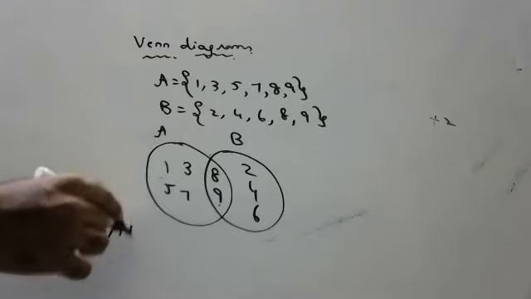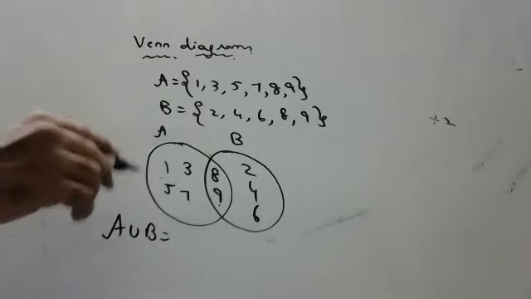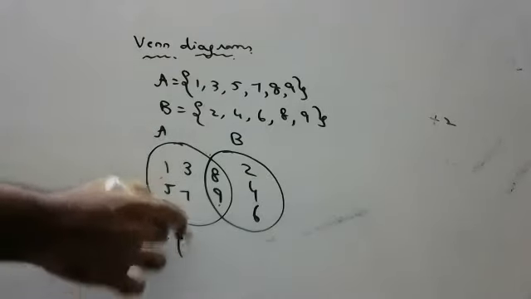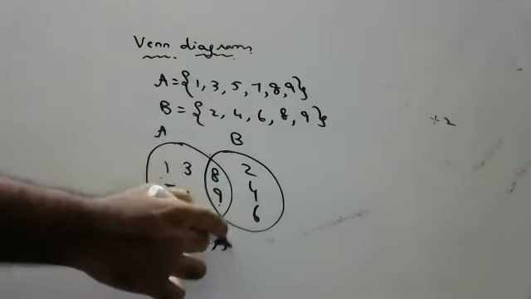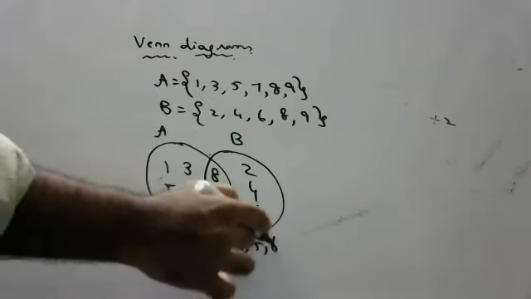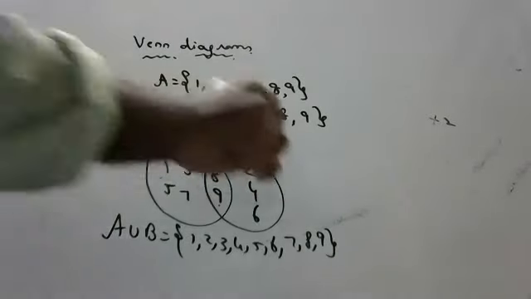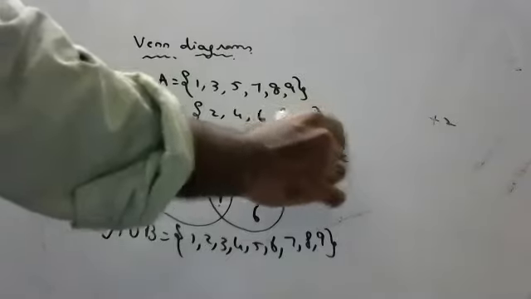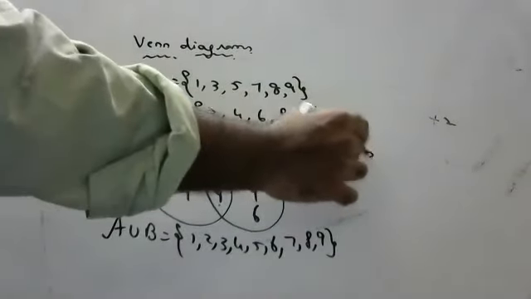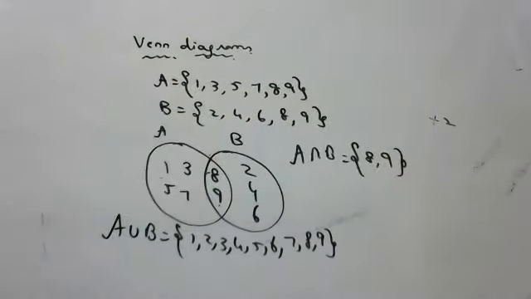What is A union B? A union B means all the things. What are all the things? 1 is there, 2 is there, 3 is there, 4 is there, 5 is there, 6 is there, 7 is there, 8 is there, 9 is there. What is A intersection B? 8 and 9. Directly you can write 8 and 9. In the figure we can show that nicely, pictorially.